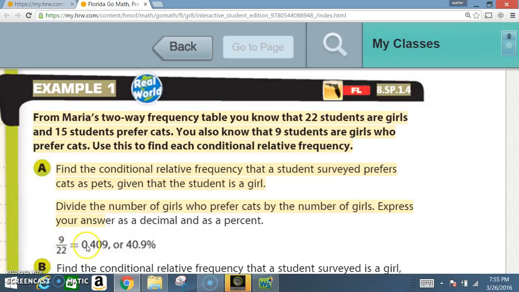When you divide that out, you come out with 0.409 and convert it to a decimal. You move it 2 places, 1, 2, and you end up with 40.9%.